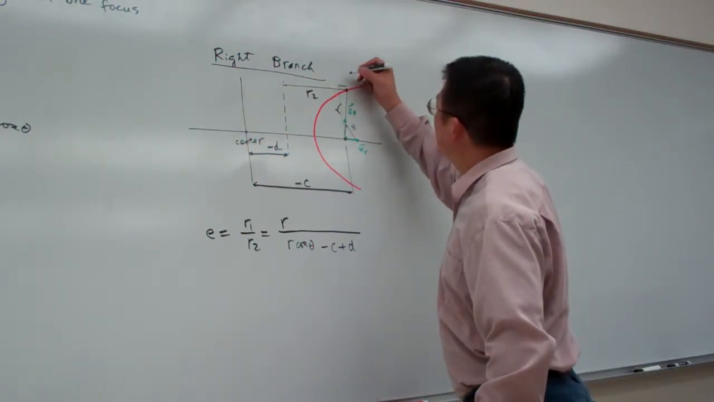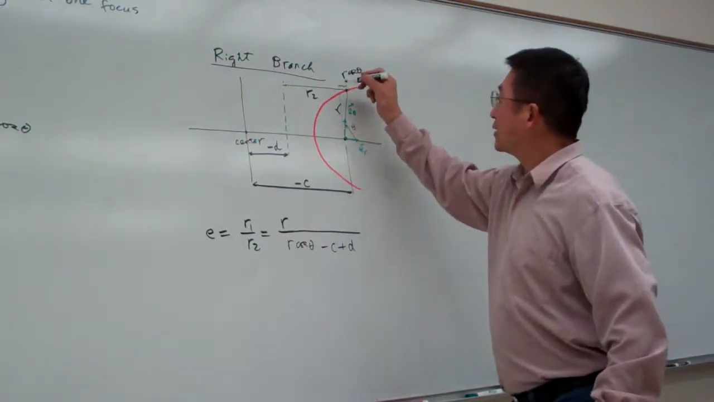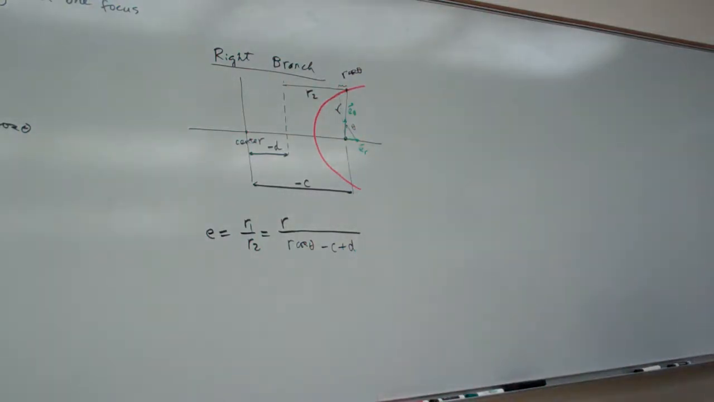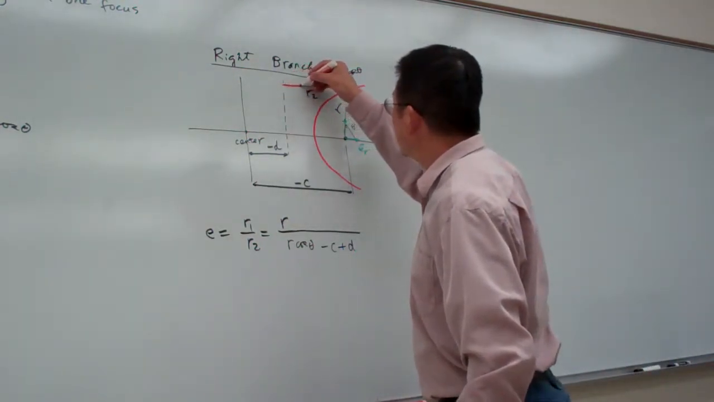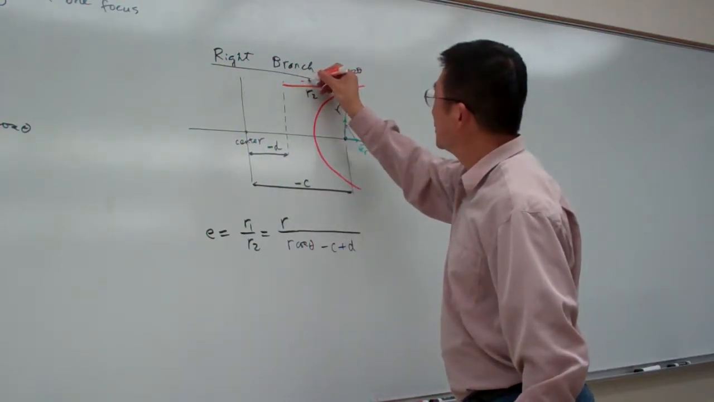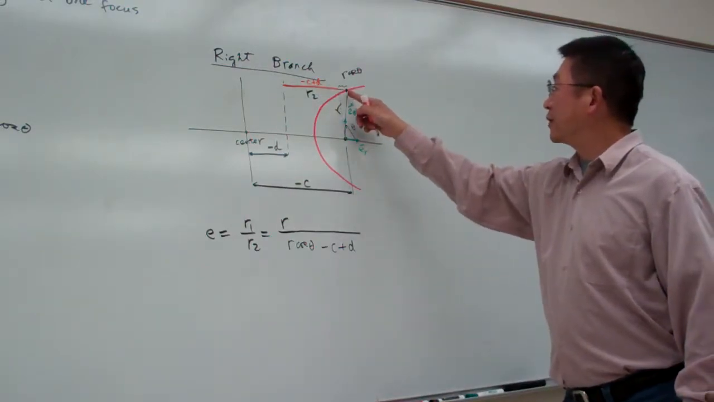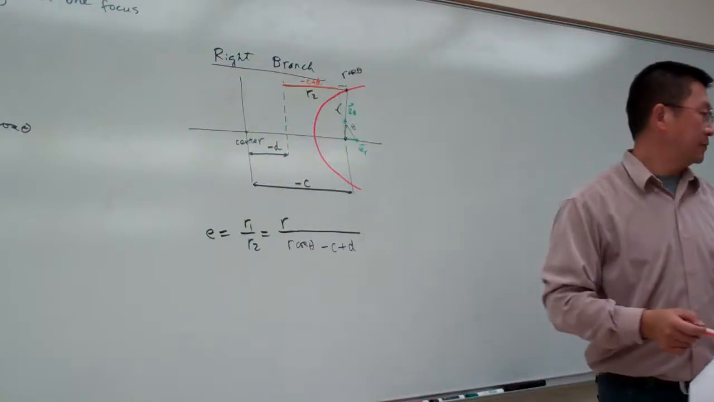This amount is R cosine theta, right? And this amount, how much? Minus C plus D. Right? So therefore, from here to here, R is equal to the two things.